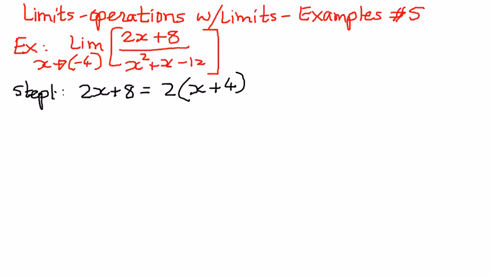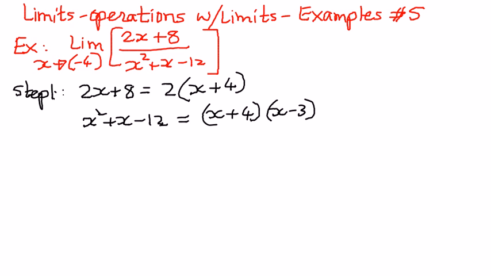The denominator part, which is x squared plus x minus 12, if I were to use my factoring process, we see that we can factor this one out as follows: x plus 4 times x minus 3. X plus 4 times x minus 3 will come out as x squared plus x minus 12. So we have factored out the numerator part and factored out the denominator part.